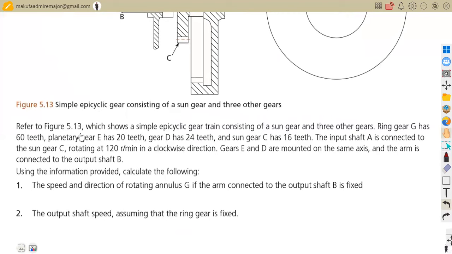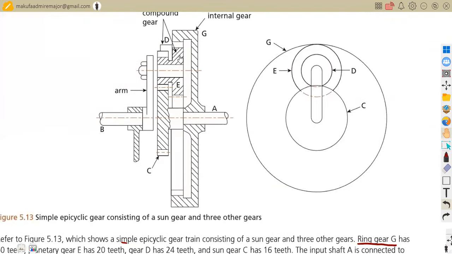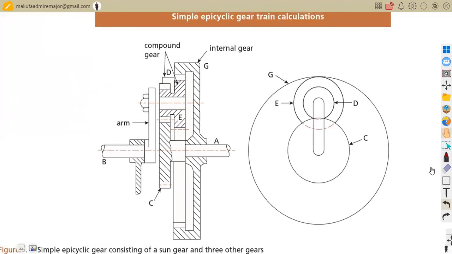Refer to Fig 5.13, which shows a simple epicyclic gear train consisting of a sun gear and three other gears. The ring gear is G. So G is representing the ring gear, which is the annulus in this case. This G is the same as this G that we see, which is our annulus, the outer part of our gear in this case.